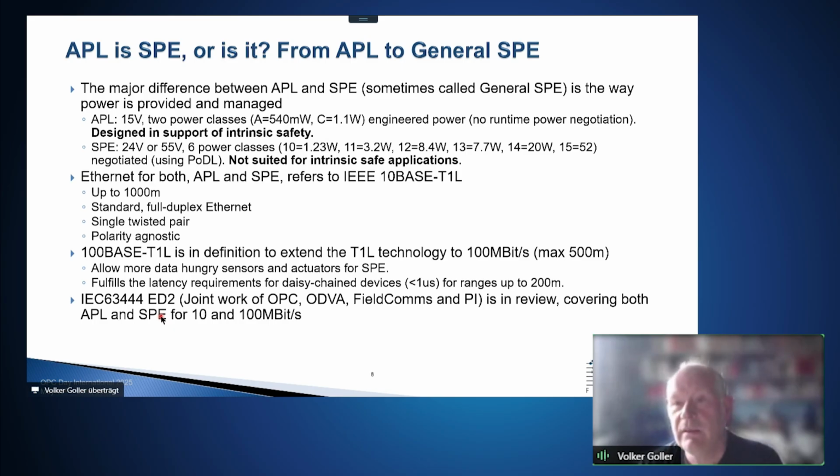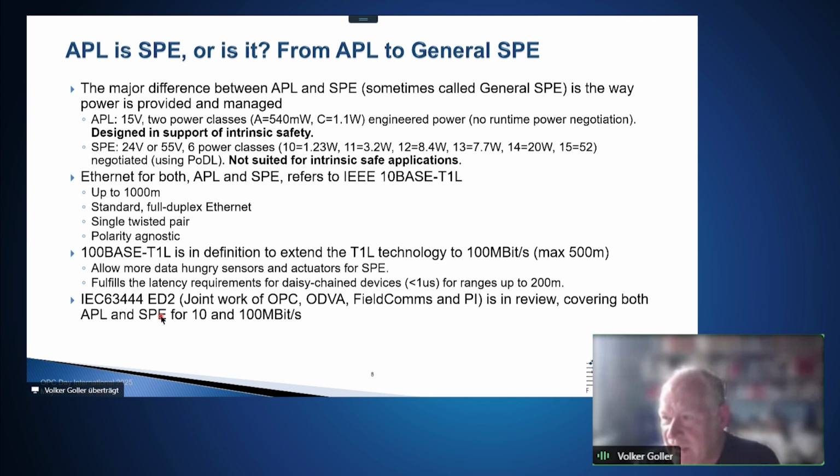So that is really the difference. APL: limited, intrinsically safe. SPE: not limited, or less limited, in power. With APL, engineered power, you know this port needs to be driven, you turn on the power, everything is good. And there is no big problem with that because you only provide a bit of power. If you provide more power, you need to negotiate upfront to figure out if you have the power to drive the device and all that. So these are the main differences between APL and SPE.